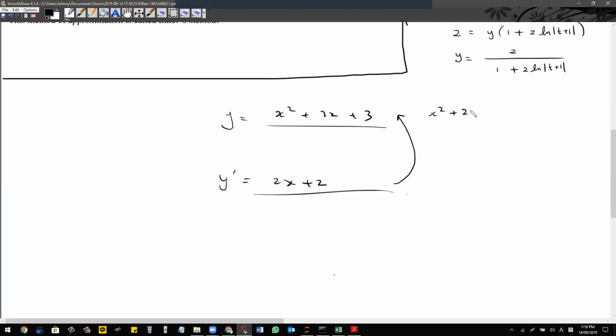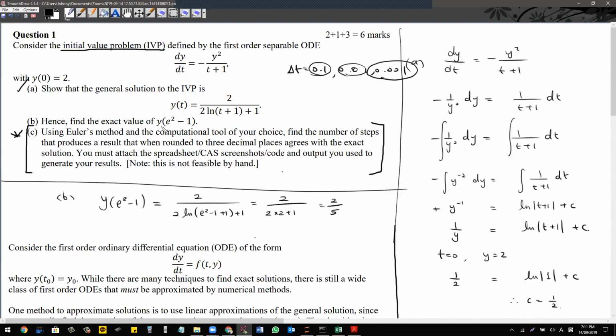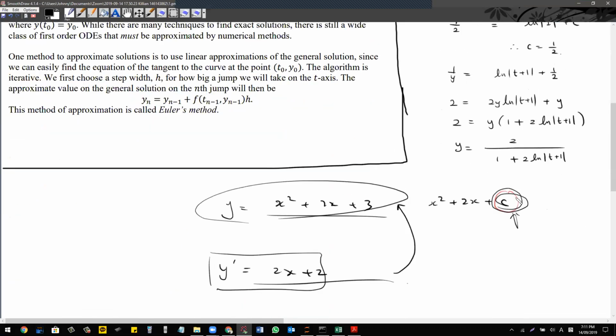x squared plus 2x plus c, and this variable is unknown. So when you integrate it back, this is a differential equation. A differential equation is an equation that involves derivatives. And when you try to find the original function, there's always this problem: you don't know what the original c is. So an initial value problem is one way of figuring out this value here. If you're given some condition, you can always plug it back here and figure out the original equation.